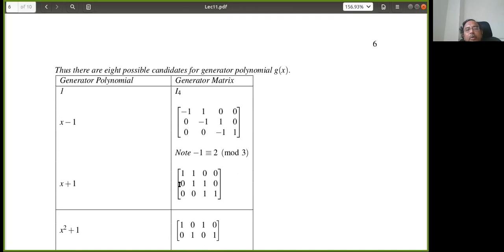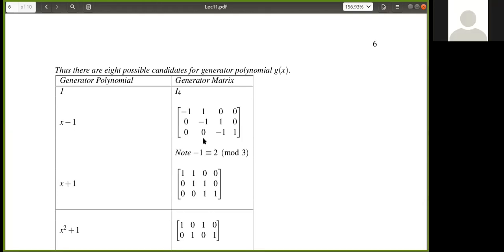Okay, x minus 1. What is the first row? Constant term is minus 1, x coefficient is plus 1. So 0, 0. Then a cyclic shift of that: 0, minus 1, 1, 0. Cyclic shift of that: 0, 0, minus 1, 1. Right? But don't worry, that minus 1 is nothing but 2 only. I'm in F3, so minus 1 is nothing but 2. So this is the generating matrix. Is it okay?